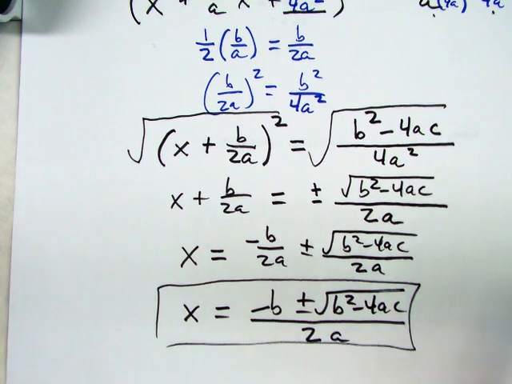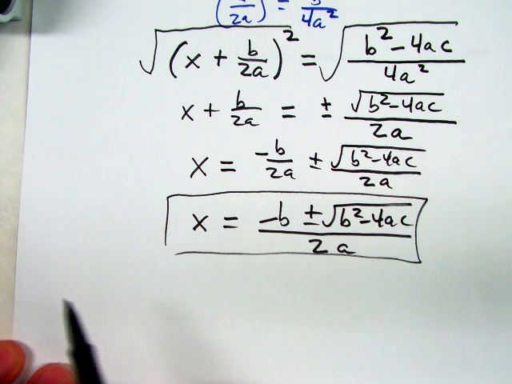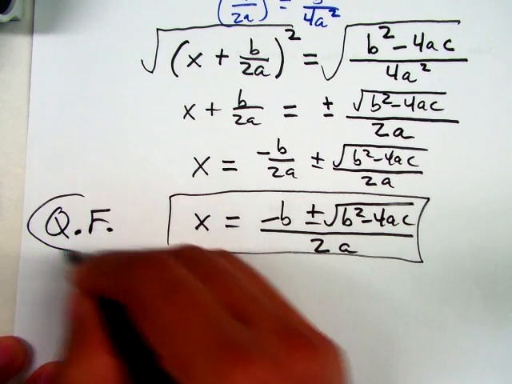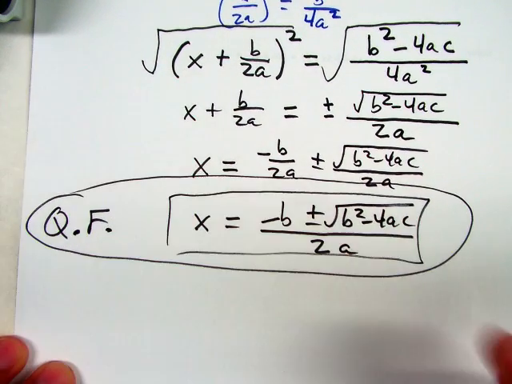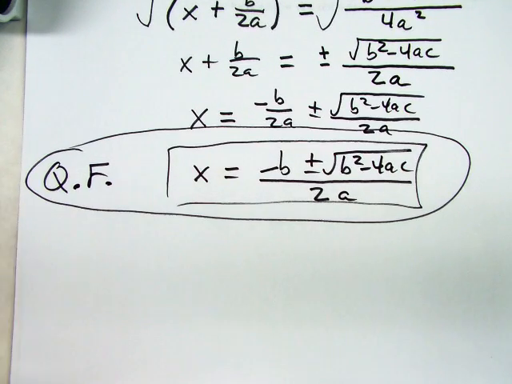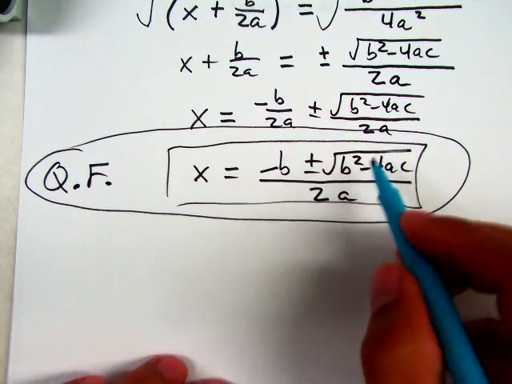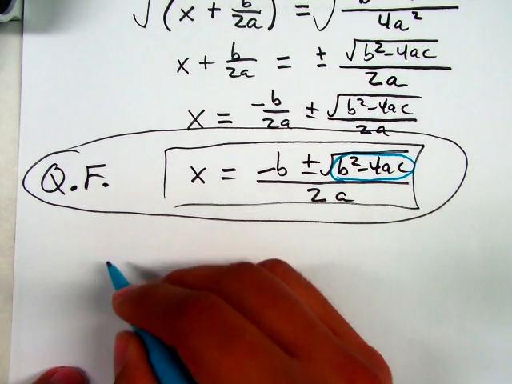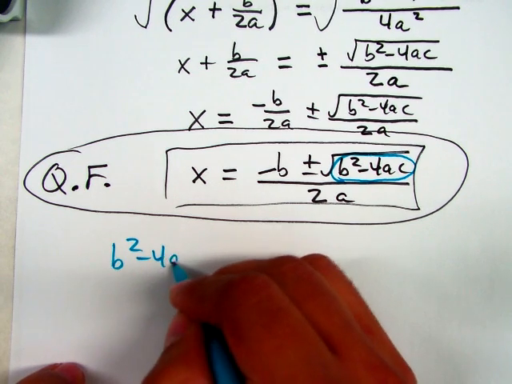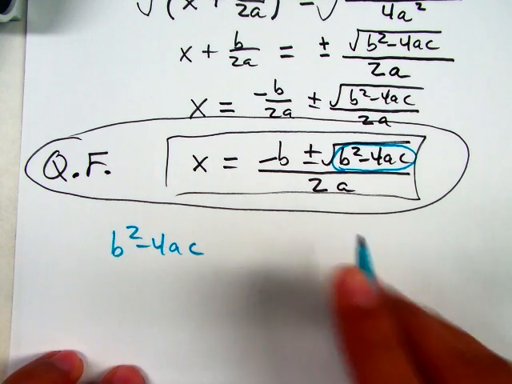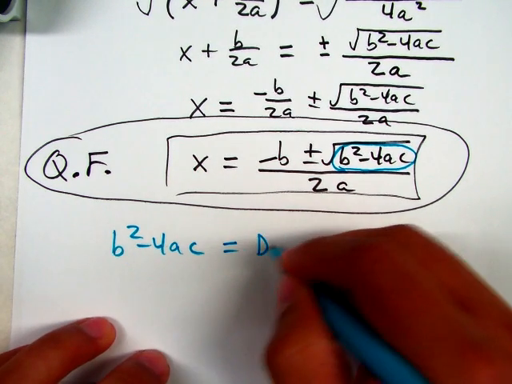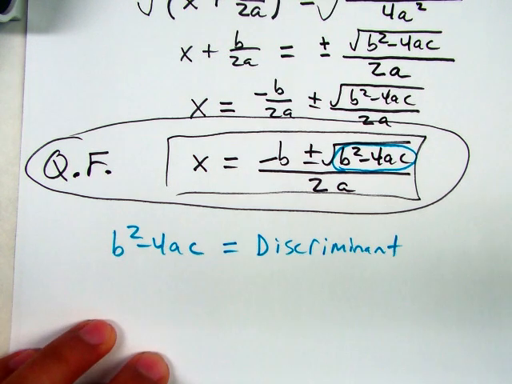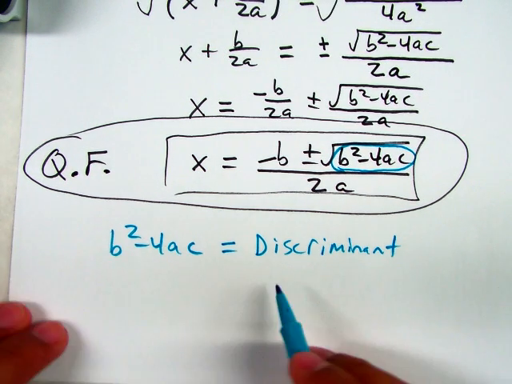All right? Now, I do want to review, since we talked about the quadratic formula right here, a couple of minor details that will help you when you start working in your groups. This number that sits underneath the radical, b squared minus 4ac, that is called the discriminant. Sound familiar? Yep. Okay.